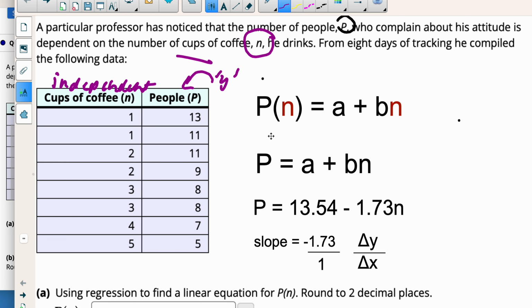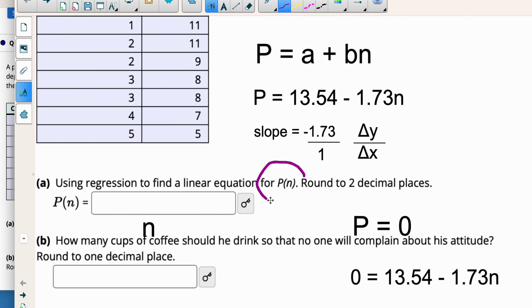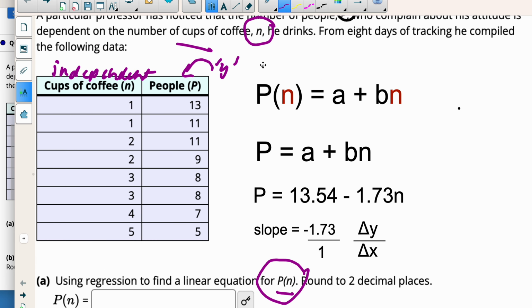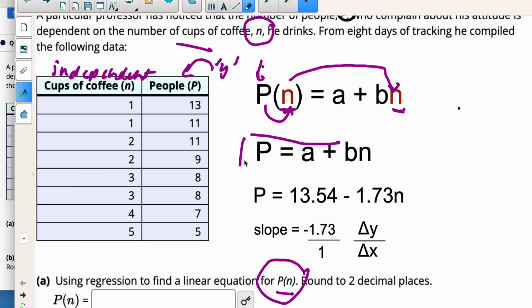All right, so I think this format is confusing some people, this P with the parentheses. All this means is that P, the number of people that complain, is a function of, or depends on, N. All that means is that the variable in the linear equation is N. As N changes, P changes. So it's just a different way of writing the same equation, but it just means that P depends on N. That's it. So don't let that get you confused.